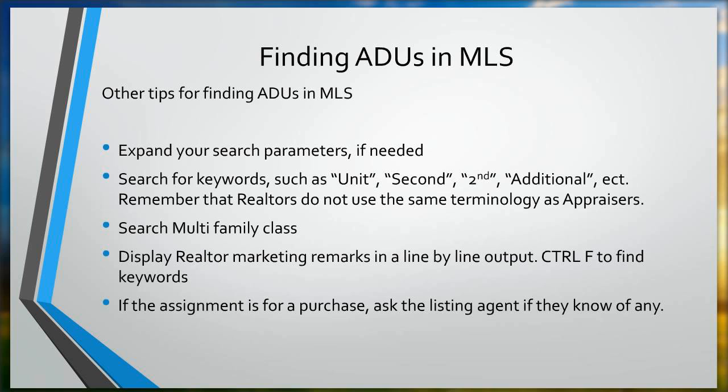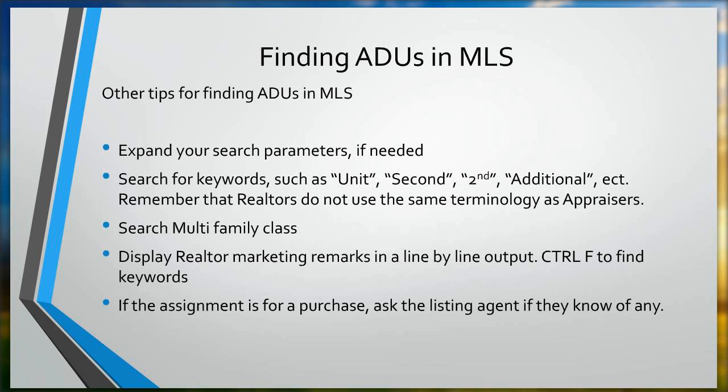Some other tips for finding them: expand your search parameters if you need to. If you do expand your search parameters in terms of location, if you're going out in distance, make sure you're addressing whether or not a comparable that's in another neighborhood needs a location adjustment. Sometimes neighborhoods will sell for more or less for various factors, and you need to make sure that that's addressed. Search for keywords such as unit, second with a number 2, additional. Just remember that realtors don't use the same terminology that we do as appraisers.